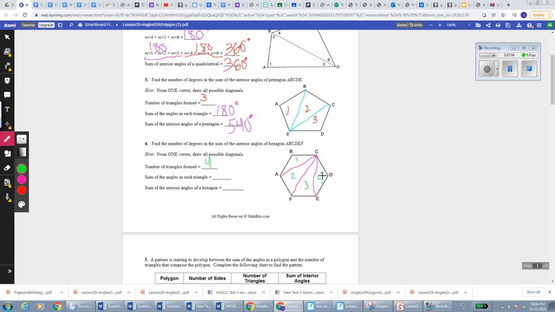The sum of the angles in each triangle is 180 degrees. So the sum of the interior angles of a hexagon is 180 plus 180 plus 180 plus 180, or 180 times 4, because there are 4 triangles here. 180 times 4 is 720 degrees. So anytime we have a hexagon, all of the angles of a hexagon, all 6 of its interior angles, will always add up to 720 degrees.